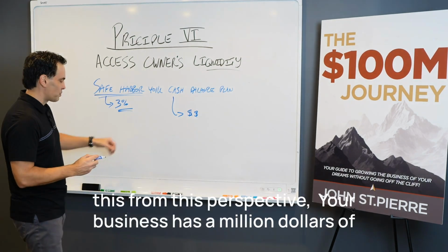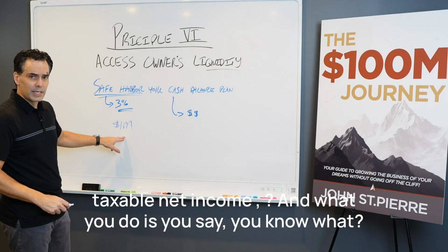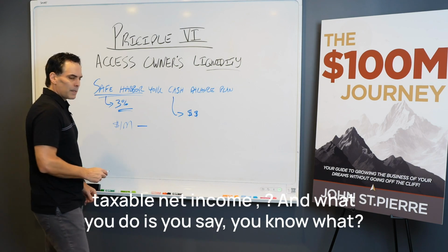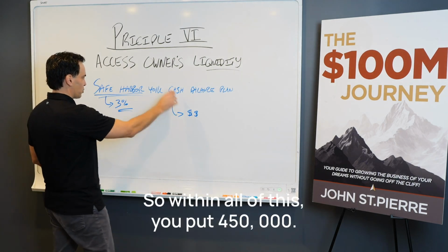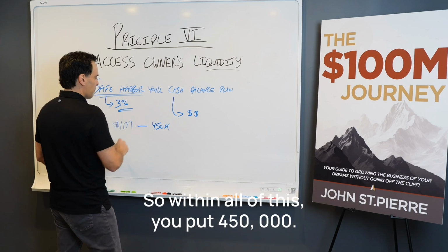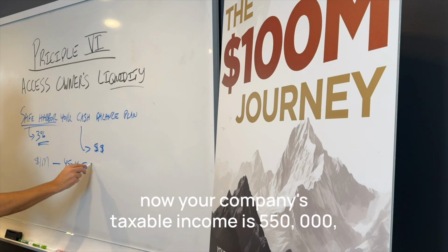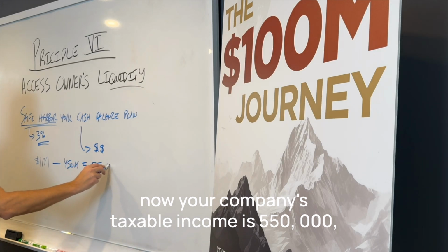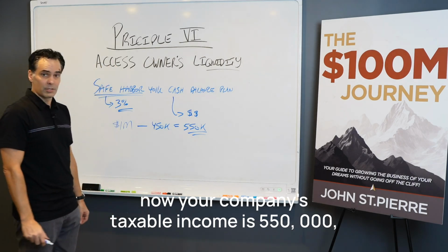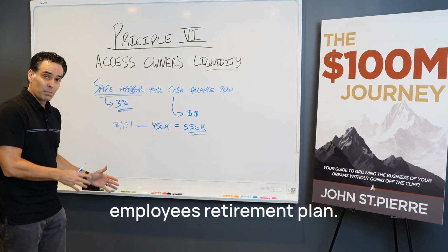But if you think about it from this perspective, your business has $1 million of taxable net income. And what you do is you say, you know what? We're going to put some money into the 401k plan. So within all of this, you put $450,000 into the profit sharing plan for your employees. Well, now your company's taxable income is $550,000. This $450K went to you, the owners, and the employees' retirement plan.